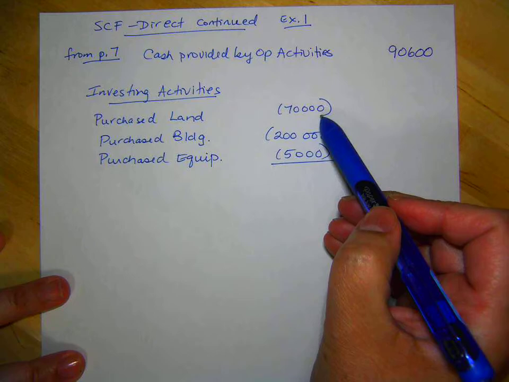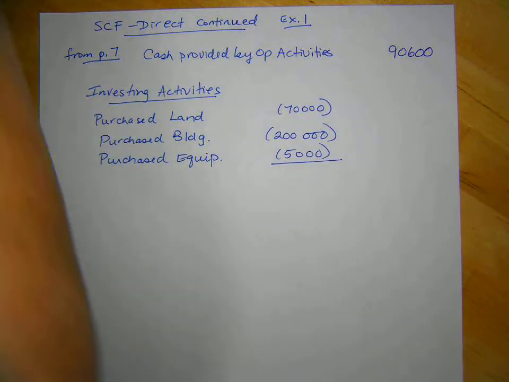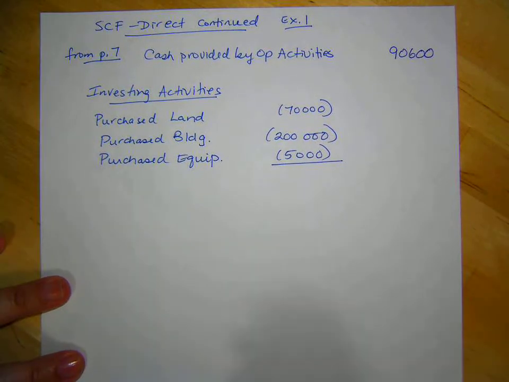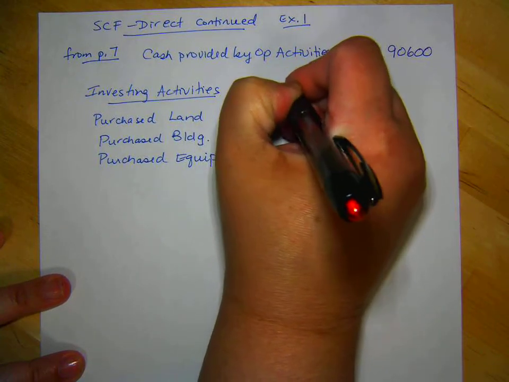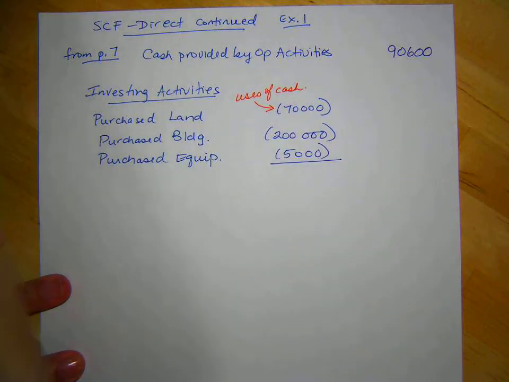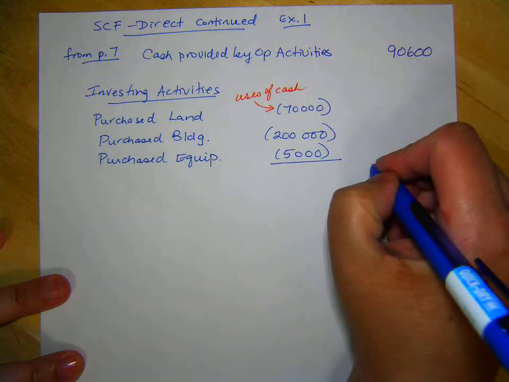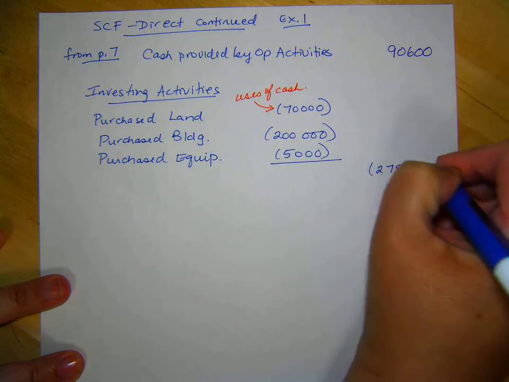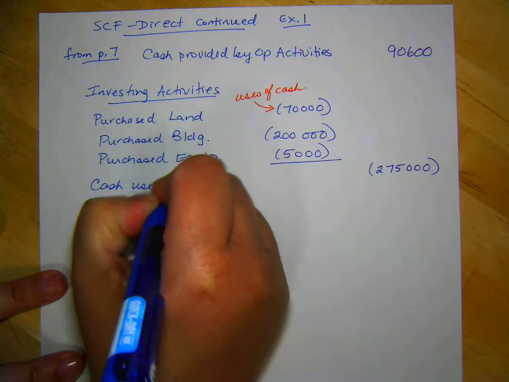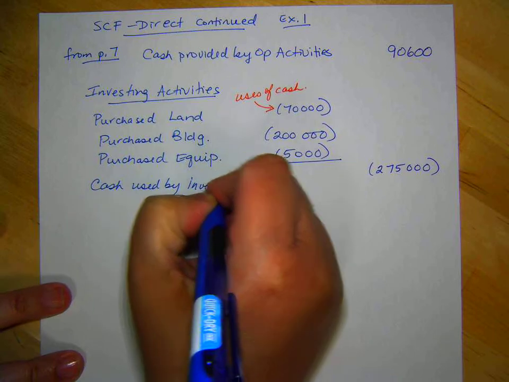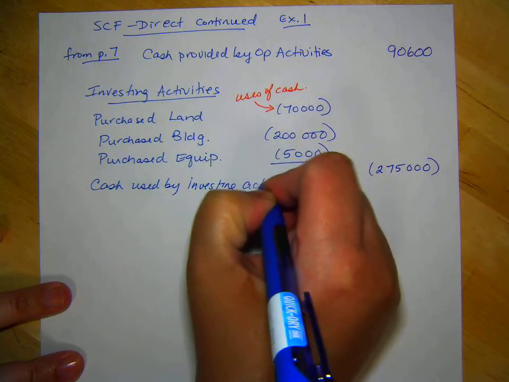Now, remember, these are negative because, and this you will remember from 315, these are uses of cash. If we would have sold land, sold buildings, sold equipment, they would be positive because we would have received cash. Okay? So that's why these are negative. So it's $275,000, and that's called cash used by investing activities.